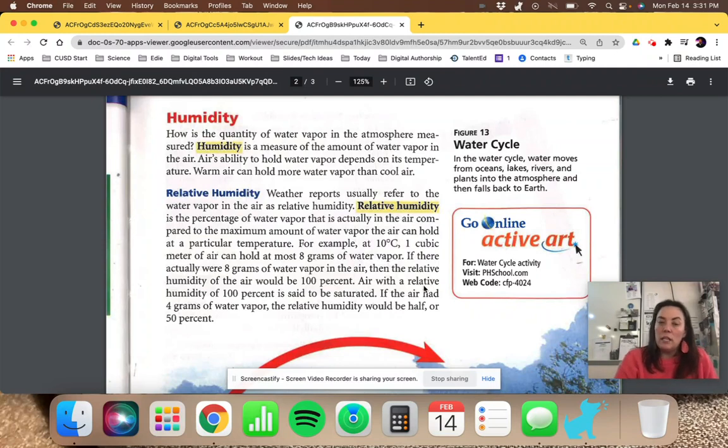Air with the relative humidity of 100% is said to be saturated, meaning it cannot hold any more water. If the air only had 4 grams of water, but it could hold 8, the relative humidity would be half, or 50%. And we're going to talk about what that means.